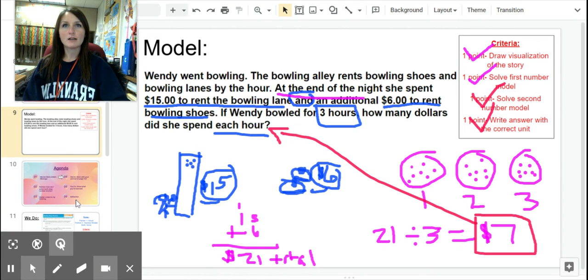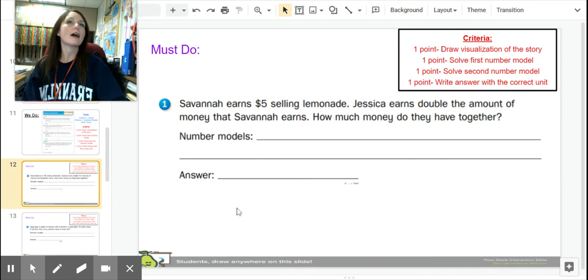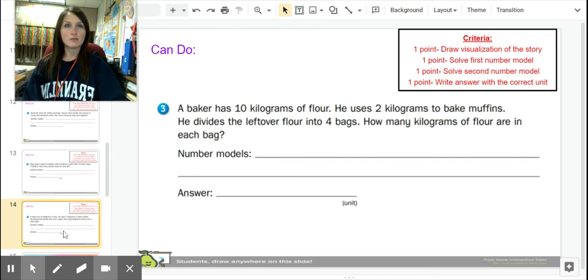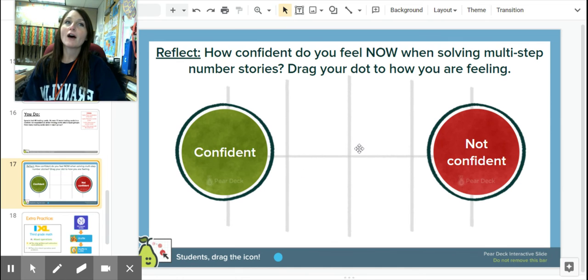So you are now going to try this. This is in your book on page 162. You're using the same criteria, but I have it here for you. I want you to think about these problems, write down your two number models, and what your answer would be. These are all in your book. Then I want you to show me you can do this. And this is a problem that, again, was on Evaluate. This is going to be very similar to what I just did in my model, but it's different numbers and it could be different operations. So you could add, subtract, multiply, or divide. Look for those clue words to help you. And then think now, how confident do you feel? Has it changed? Is it different?